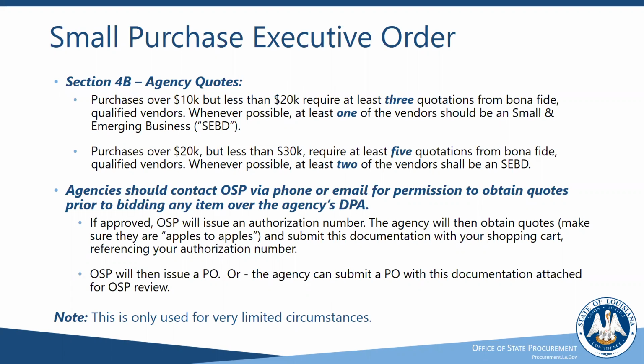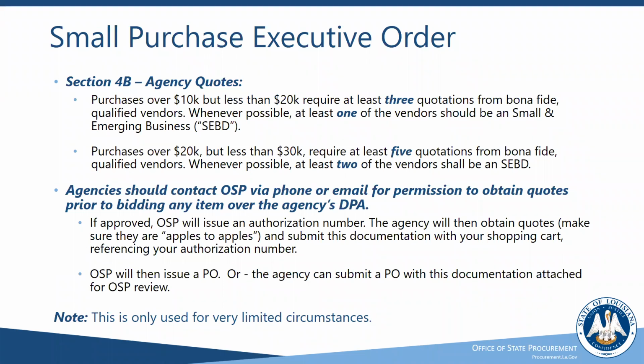And by limited circumstances, we mean that having this mechanism in the small purchase EO does not automatically give every agency a DPA of $30,000 and the ability to purchase up to that amount by obtaining quotes. The types of purchases that agencies are typically given authorization to obtain quotes on are things that would be hard to bid out and evaluate, either because your agency is under a time constraint for an immediate need, or because of difficulty in writing specifications due to some unknown factors.